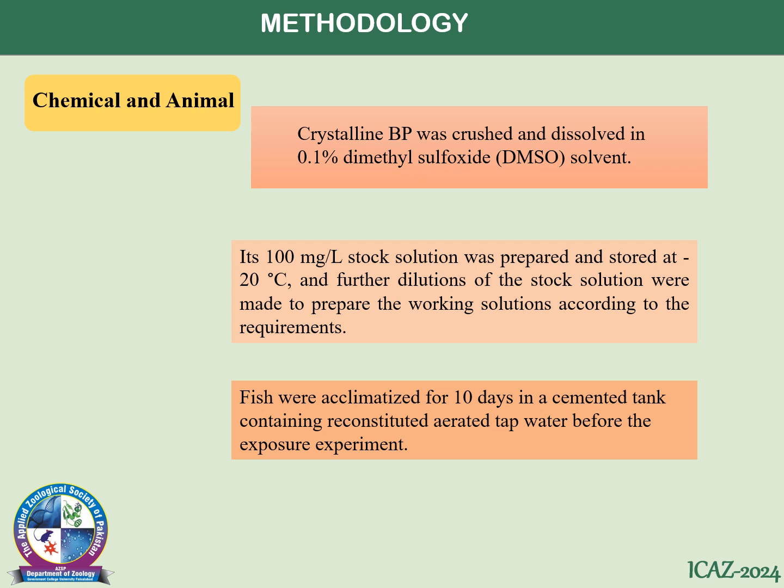To perform my research, first I sourced the crystalline benzophenone and crushed it into powder and dissolved it in 0.1% dimethyl sulfoxide, which is commonly known as DMSO solvent. Then I made the 100 mg per liter stock solution and stored it at 20 degrees Celsius. Further dilutions of the stock solution were made to prepare the working solutions according to the requirement.